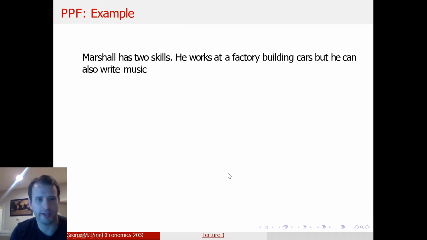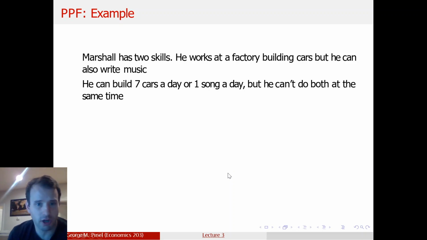Okay. So we have this guy, Marshall. He works at a factory building cars, but he can also write music. This is based on the movie 8 Mile. Okay. So Marshall has two skills. He works at a factory building cars. He can write music. So those are his two things, songs and cars, that he can produce. Okay. It doesn't have to be two things. It can be multiple things. But for the sake of this class, let's just restrict it to two. So Marshall can do two things, songs or cars. Those are what he produces.